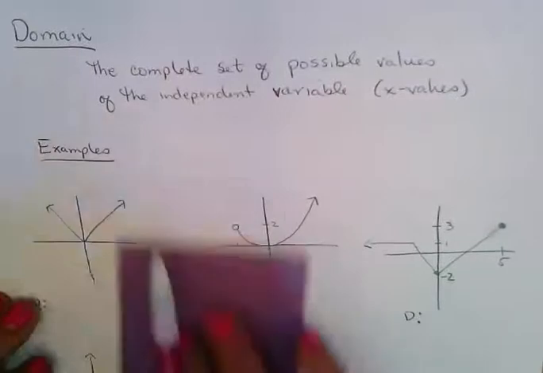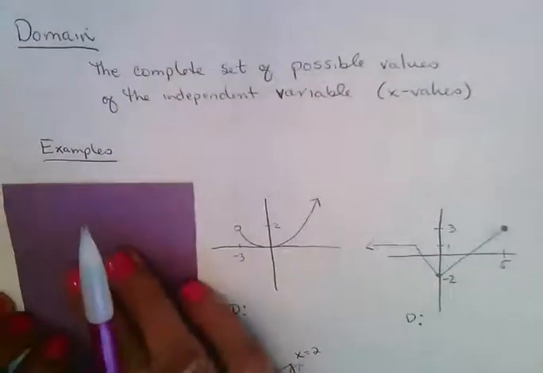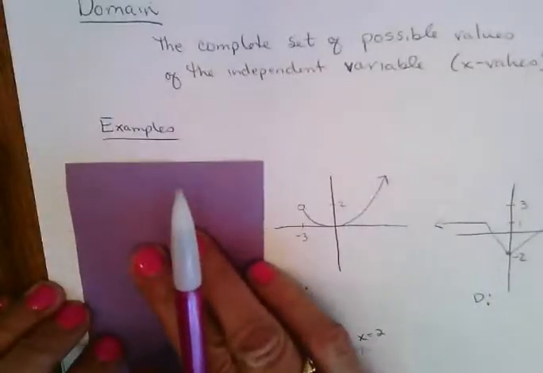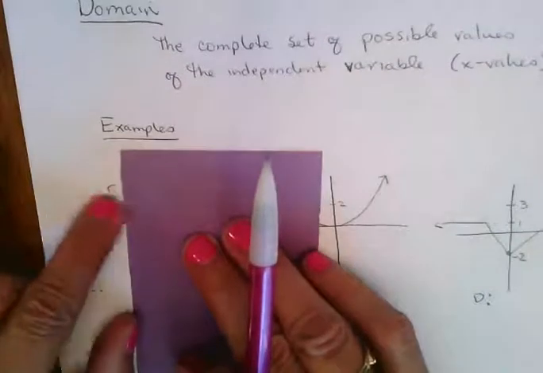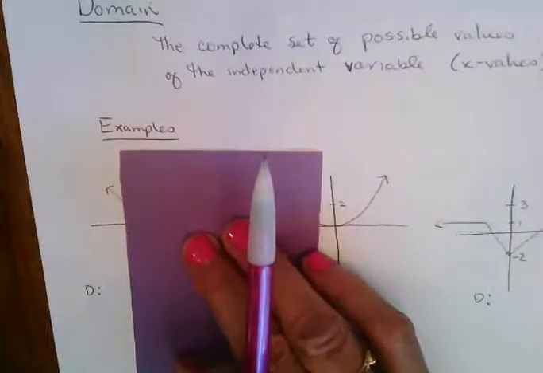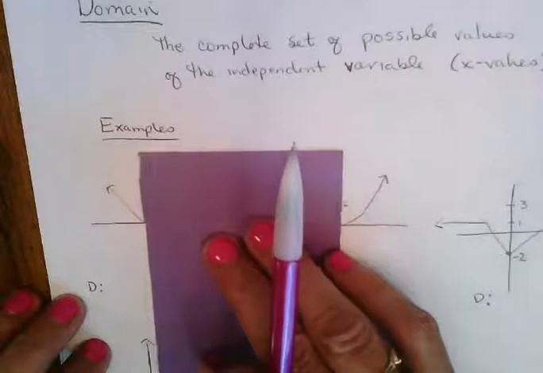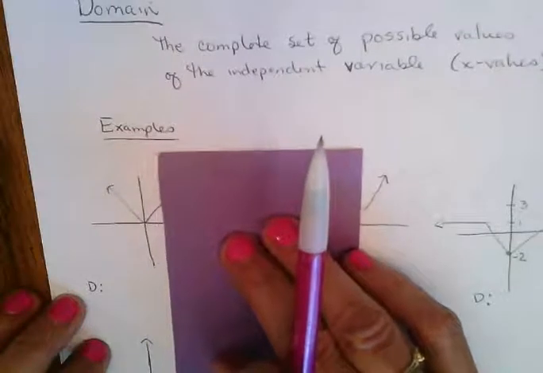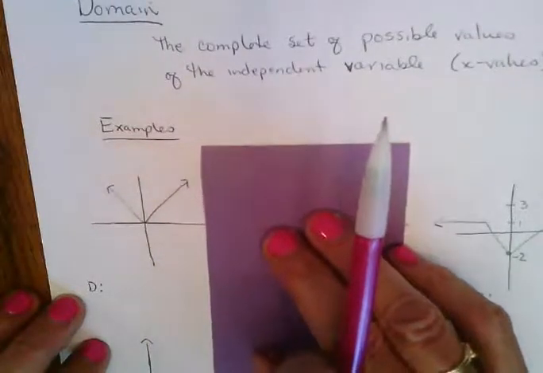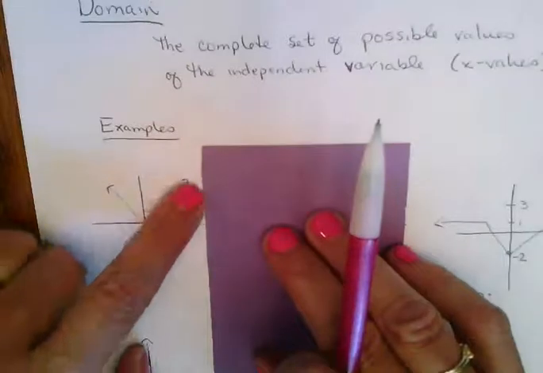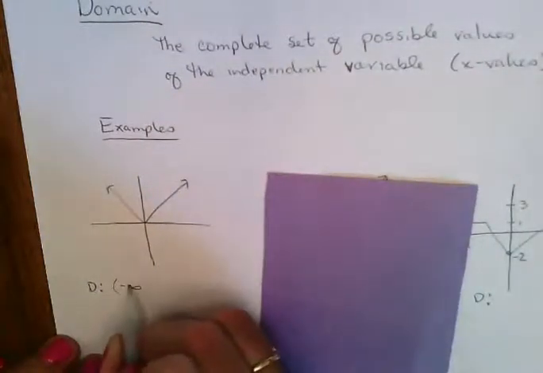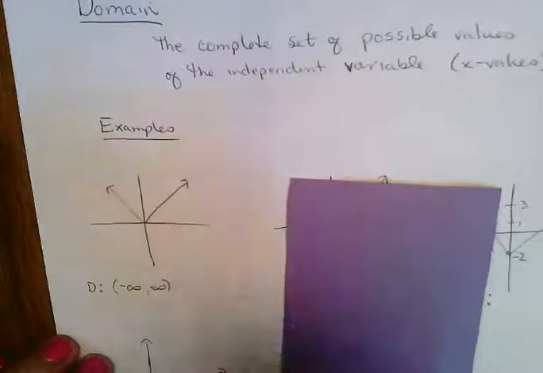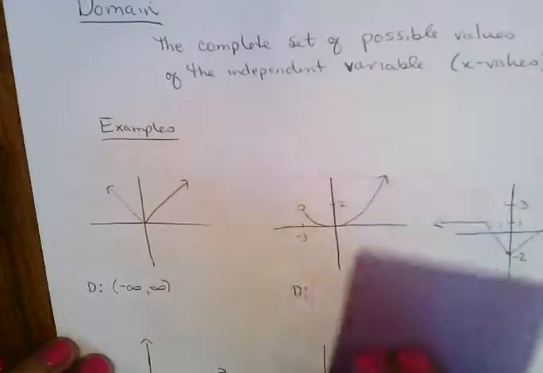So if I look at this first example, if I cover it up, and then I'm going to move from left to right. So as I go from left to right, I'm looking for x values. I notice there's an arrow here, so that means it's going to the left forever. So it's going to start at negative infinity, technically, in my set. And then as I move to the right, it goes to positive infinity because it's going to keep going. So to show domain, you either can write all reals, but in interval notation, we write it as negative infinity to infinity.